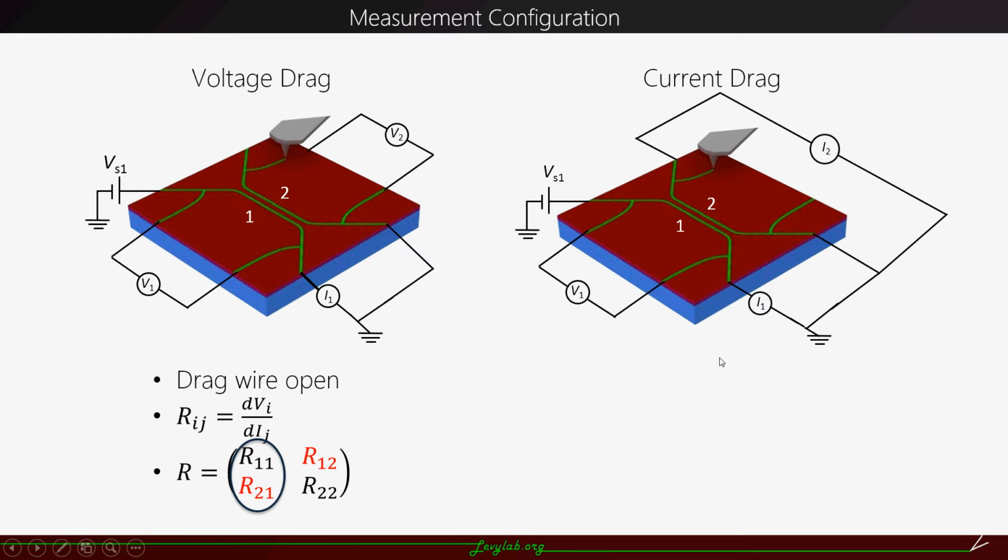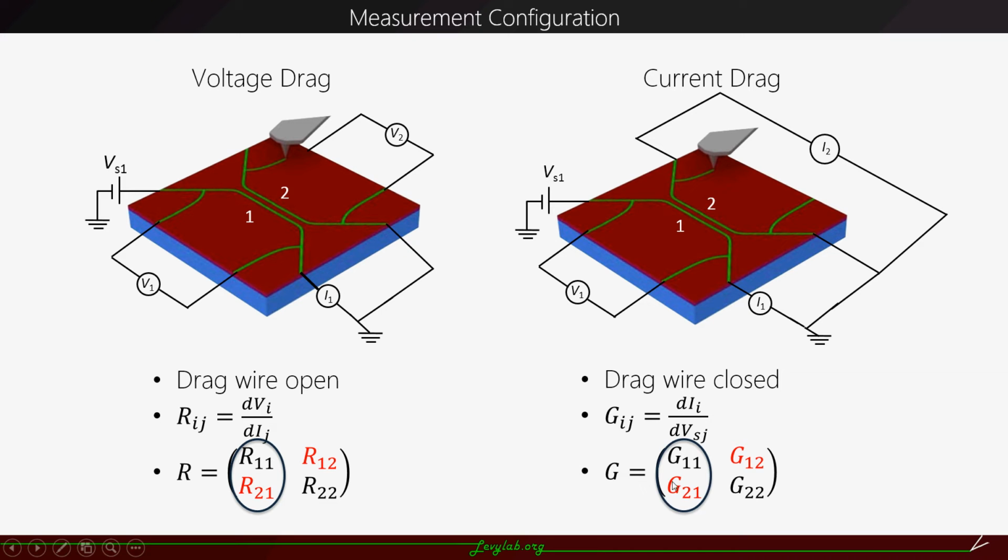By making drag wire 2 a closed circuit, we can measure the drag current I2 in the drag wire. The figure of merit for current drag measurement is drag conductance. The conductance Gij is defined by this equation. In this configuration, G21 is the drag conductance and G11 is the 2-terminal conductance for wire 1, which is the drive wire. Similarly, we can construct a matrix with diagonal terms being 2-terminal conductances for each wire, and off-diagonal terms being the drag conductances.